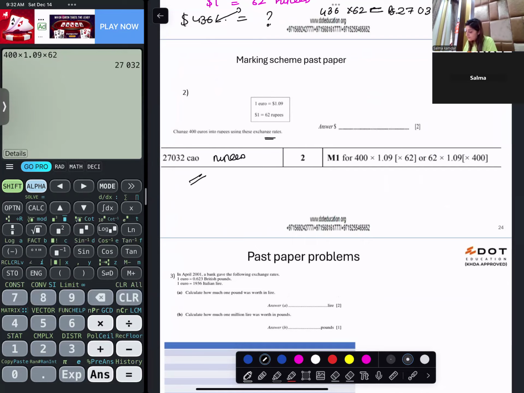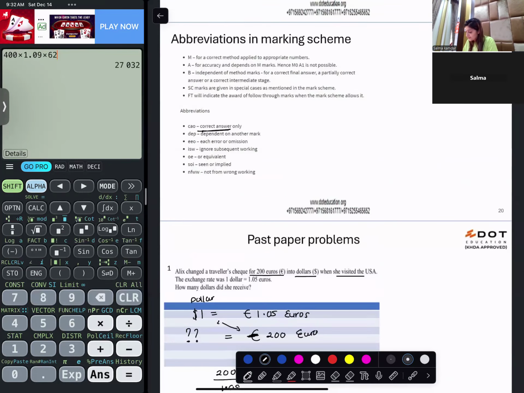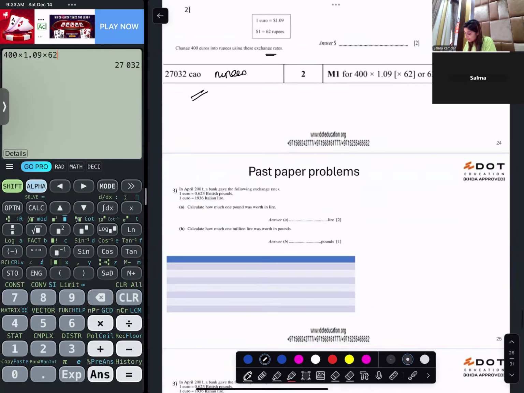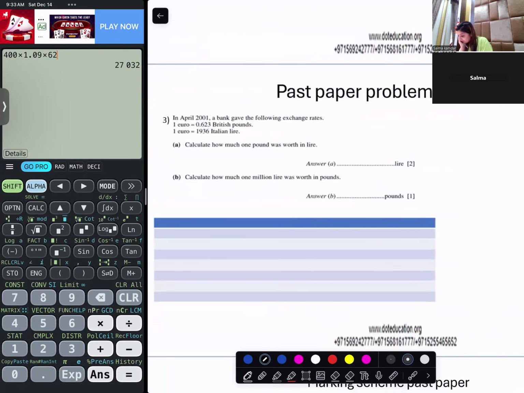What does CAO mean? CAO means correct answer only, so you get marks only for the correct answer. Okay. Read the next question. It's a past paper question.